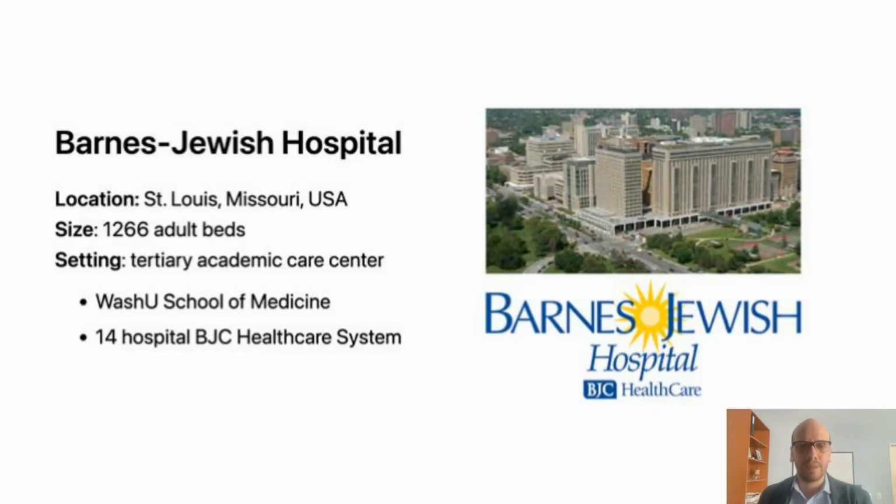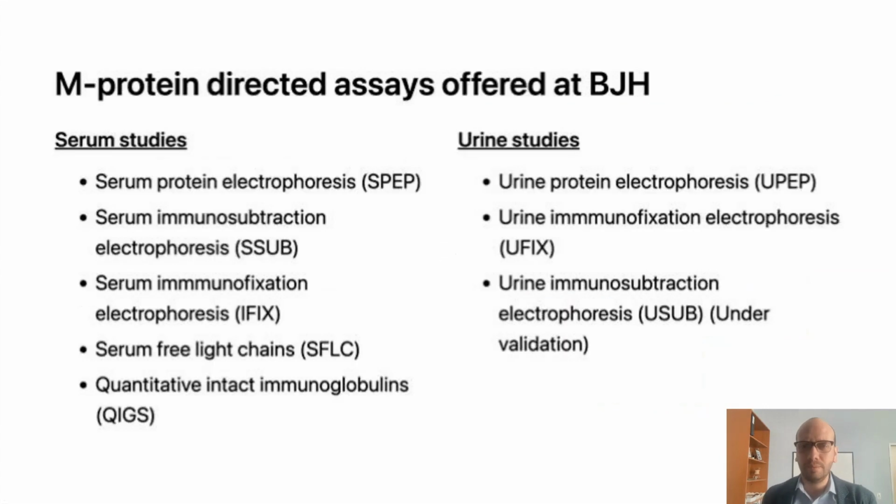First, Barnes-Jewish Hospital is located in St. Louis, Missouri, United States. It's a large adult hospital housing approximately 1,300 beds. And this is a tertiary academic care center associated with Washington University School of Medicine and working in close partnership with 14 other hospitals in the BJC healthcare system. These hospitals reflect practice in both community and academic tertiary care setting practices.